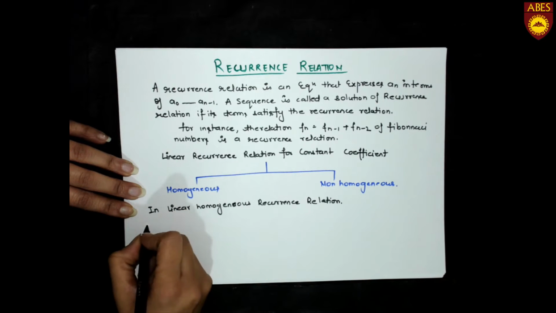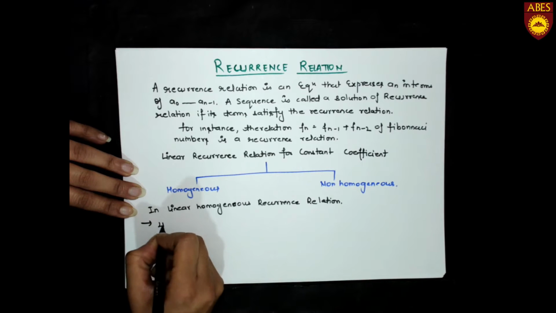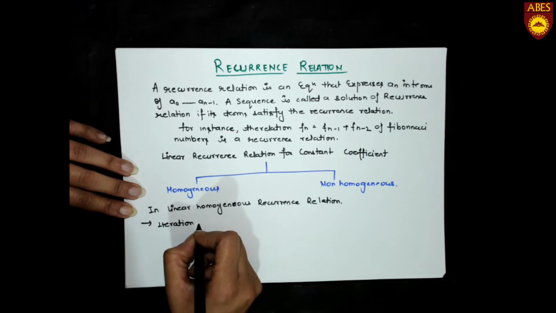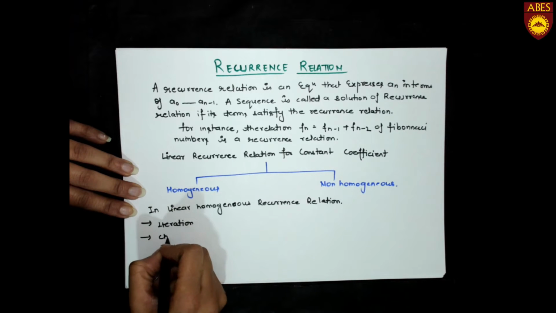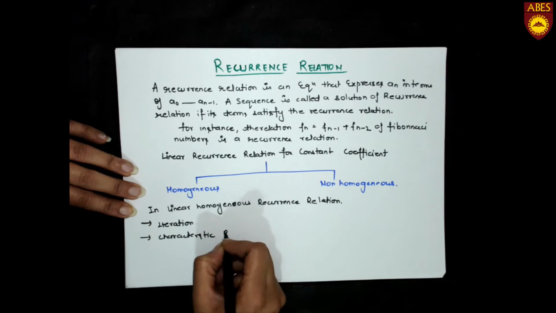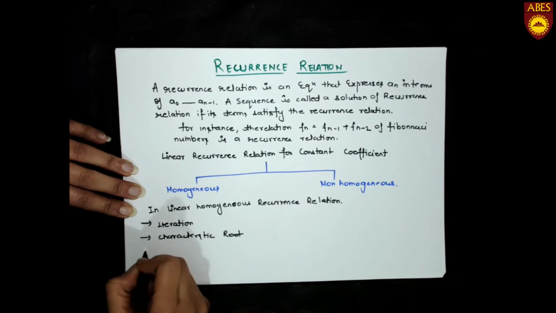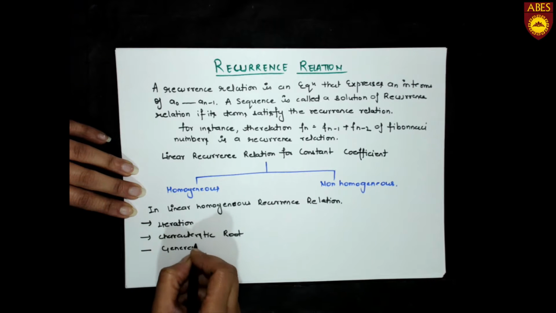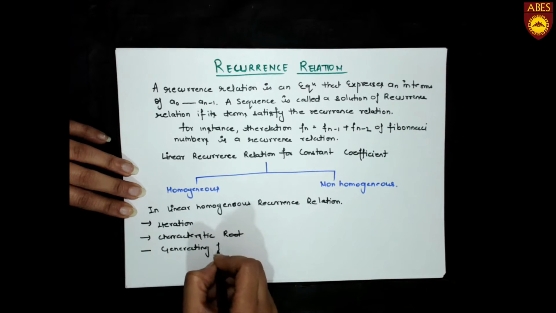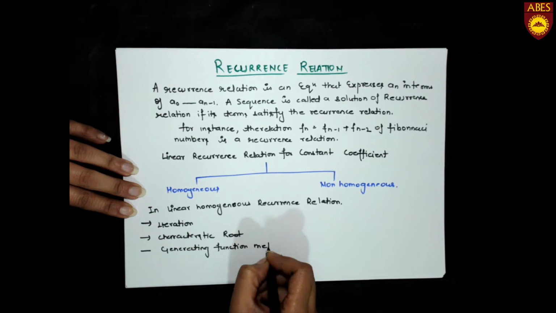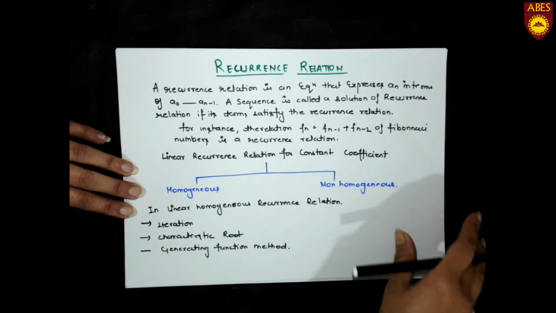the methods for solving recurrence relation are the iteration method, characteristic root method, and generating function method.